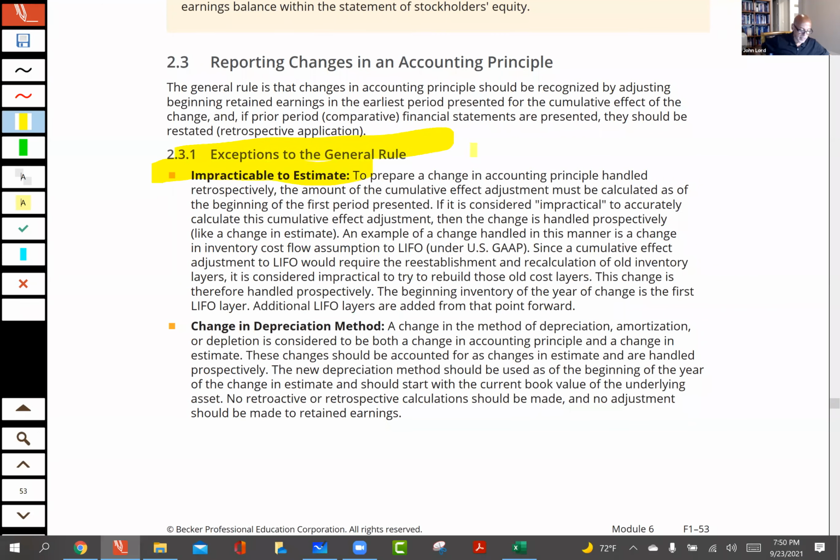What that says is that if it is considered impractical to accurately calculate the cumulative effect adjustment, then the change is handled prospectively like a change in estimate. So they don't make you go through that retrospective process if you determine it's impractical to estimate. And then they give us an example of something that would be impractical to estimate.